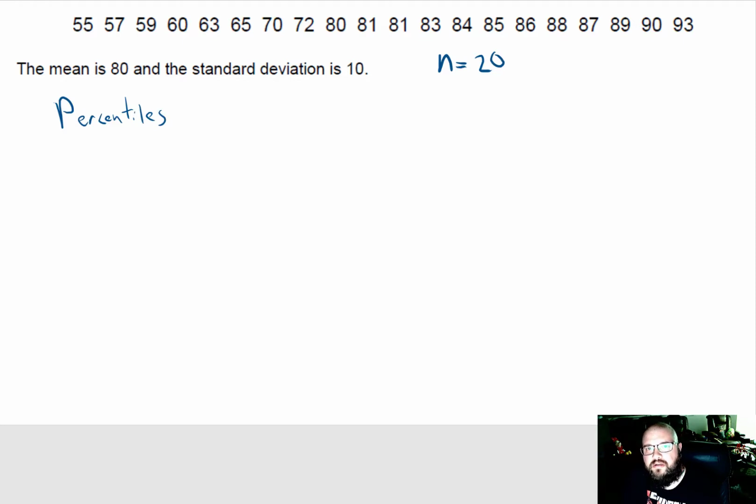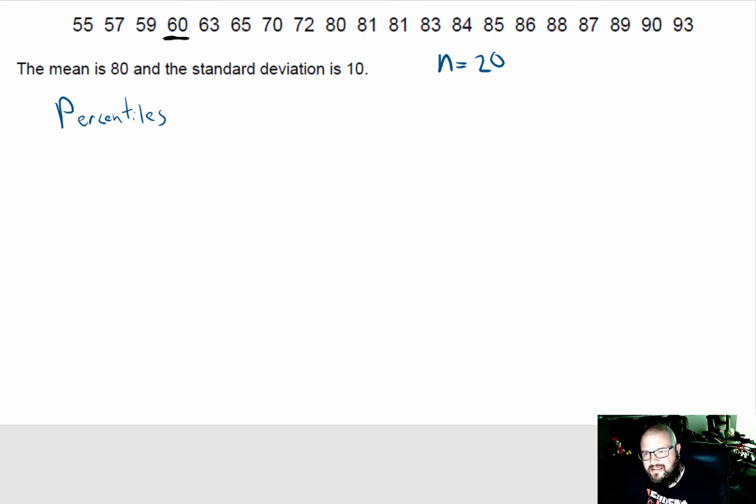Okay, so percentiles. Let's think about this. Let's look at the value 60 here. Let's say Chad got the score 60 on this test. We'll say these are scores for like a quiz or something. So what percentage of scores are less than 60? Well, there are 3 less than 60, right?